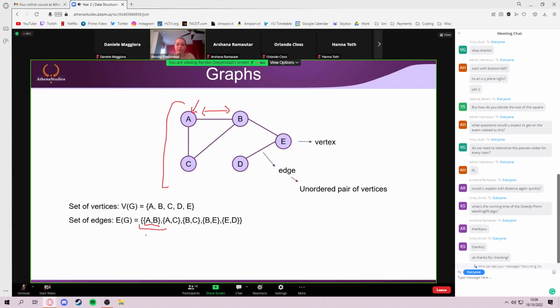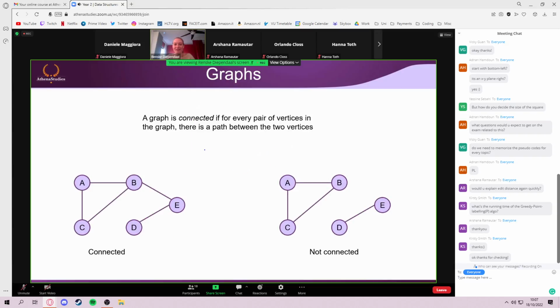Yeah, so you could also have written down B.A, and it would have been the same graph, basically. Yep, so this is what a graph looks like. Not much to say about this, actually. We say that the graph is connected if for every pair of vertices, so in this case AB, AC, AD, AE, BC, etc., there's a path between the two vertices.